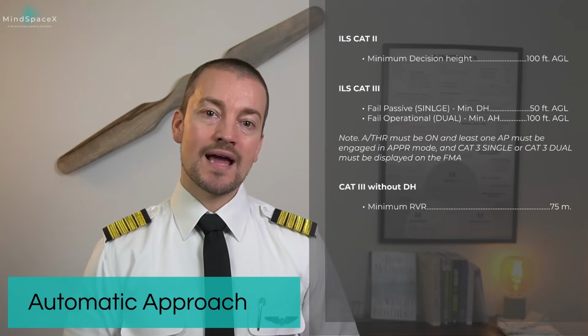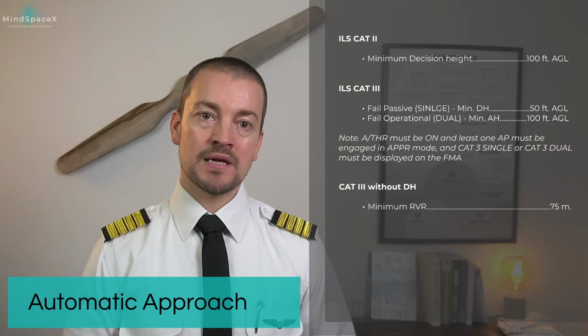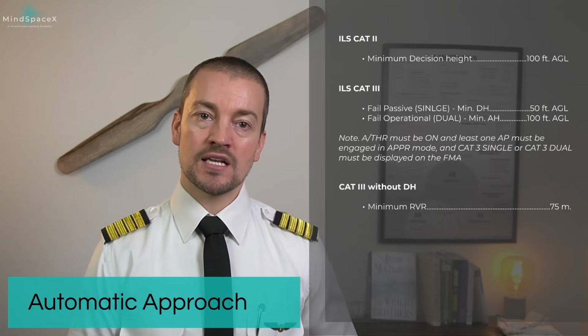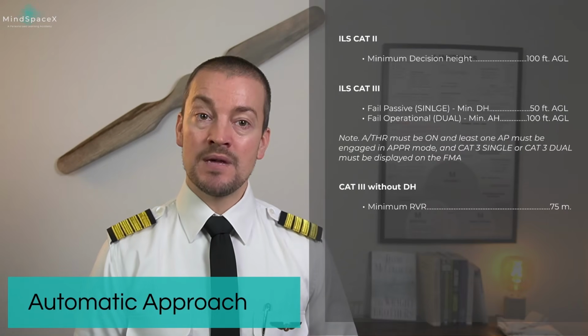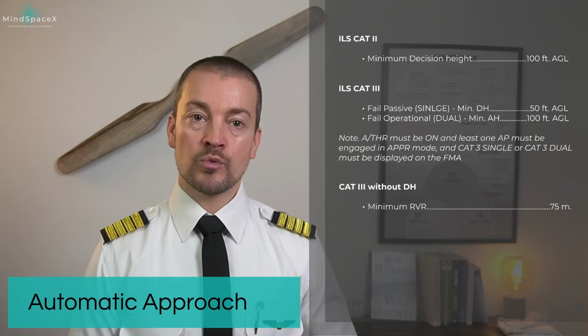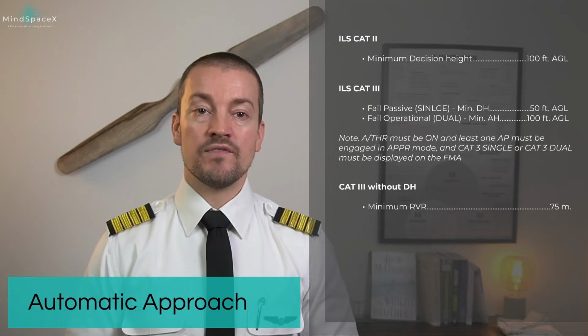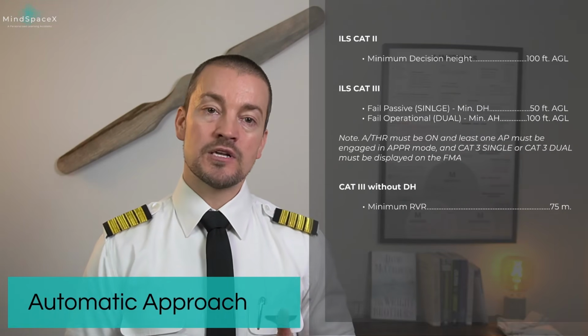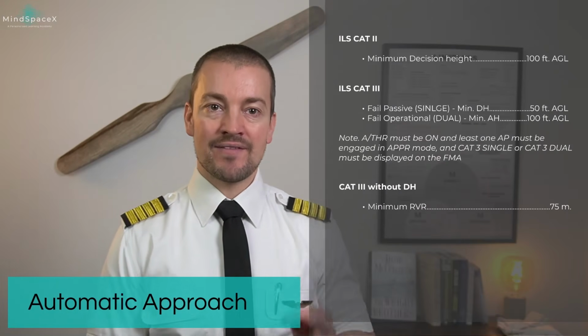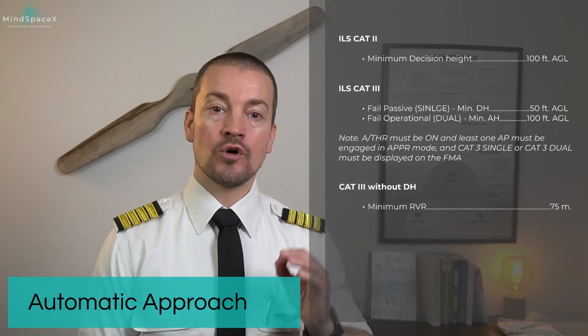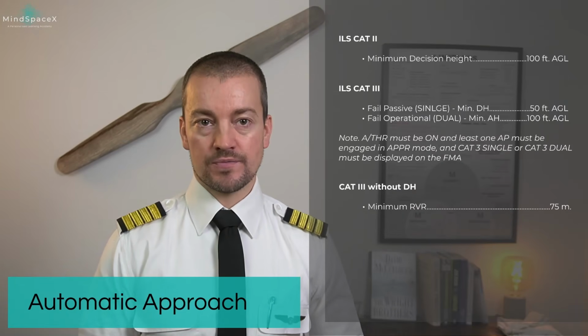Cat 3 without decision height, that means with autoland, does not use a decision height. It instead uses a minimum requirement for the runway visual range, that is the horizontal distance visibility, and this is limited to minimum 75 meters. RVRs are reported at airports when low visibility is encountered.